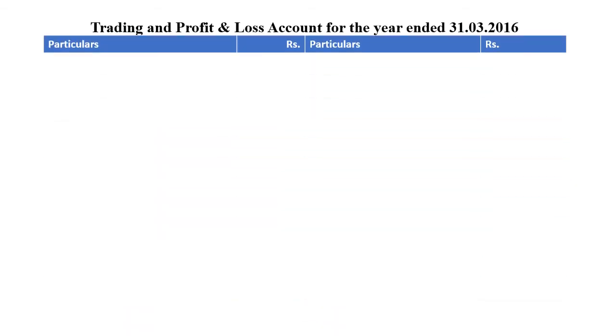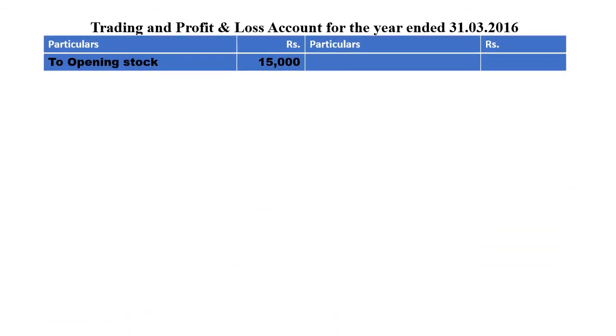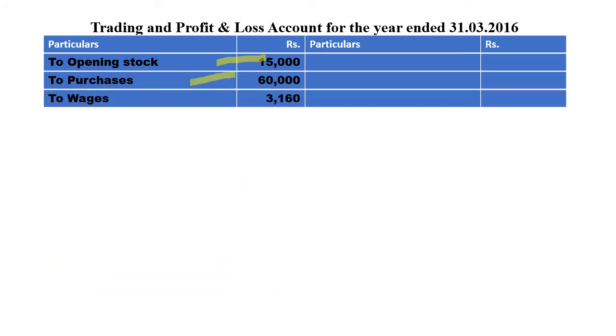So next, preparation of trading profit and loss account for the year ending 31st/3/2016. So first item, to opening stock 15,000 rupees. Next one, purchases 60,000. Credit purchases will be considered as total purchases because cash purchases is not there. You can check the cash account.